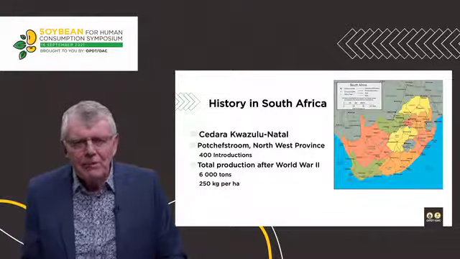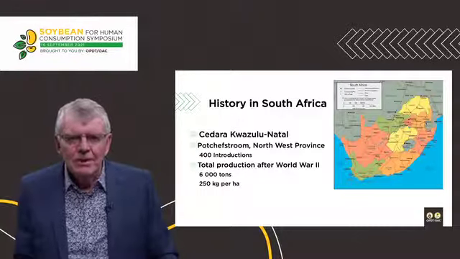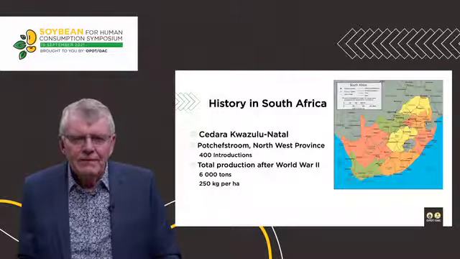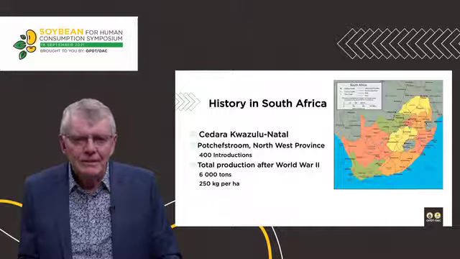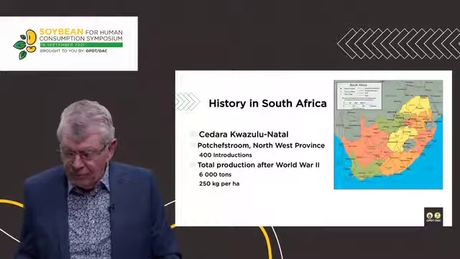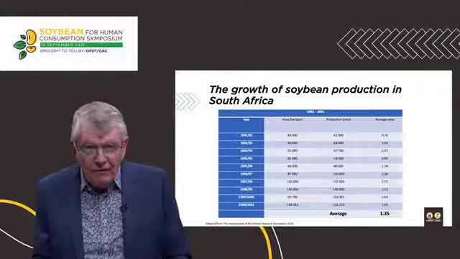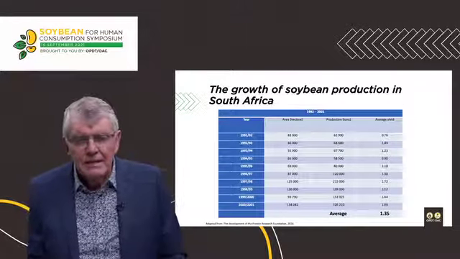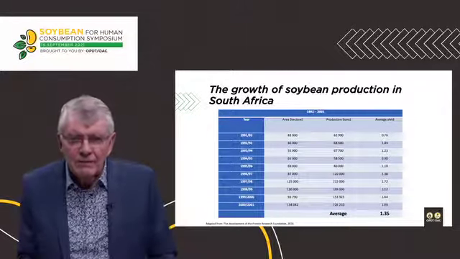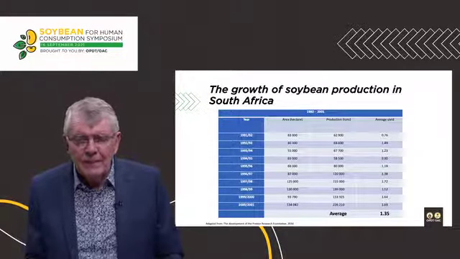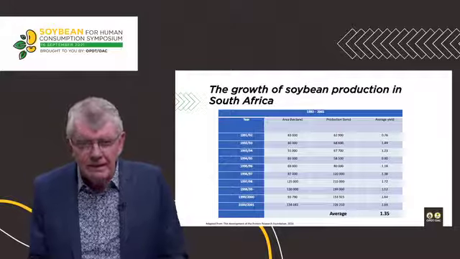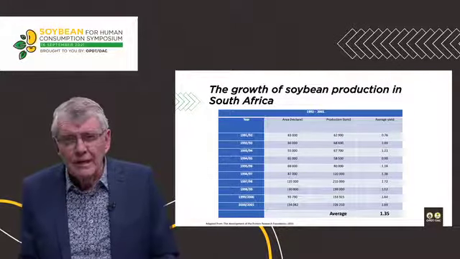Now that very well must be the case, because the production of soybeans after World War II was only like 6,000 tons with an average yield of 250 kilograms per hectare. So they would justifiably say that that was true. Now the growth of soybean production in South Africa during the period of 92 up for another 10 years was rather low. Total acreage was low, as well as the average yield. The average yield at that point in time, and I can refer to my notes, is 1.35 tons per hectare.